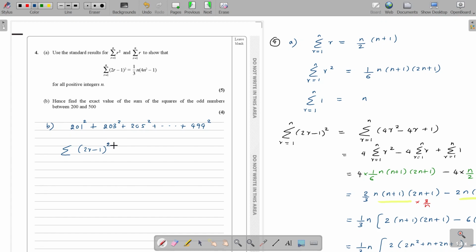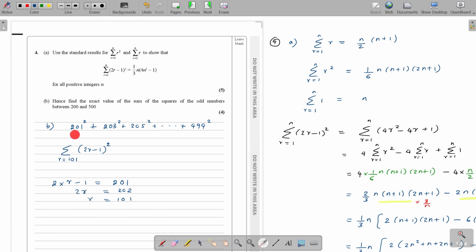Now what R value do you think I should use to start at 201 here? To get 201, my R starting value should be the R value that I use here. If I take 2 times some R figure minus 1, I want it to be equal to 201 because it needs to start from 201. So 2R equals 201 plus 1, which is 202, which gives me R is 101. Can you see? So my starting R value is 101. If I use R as 101 here, I get 2 into 101 minus 1, which is 202 minus 1, which is 201. Can you see?